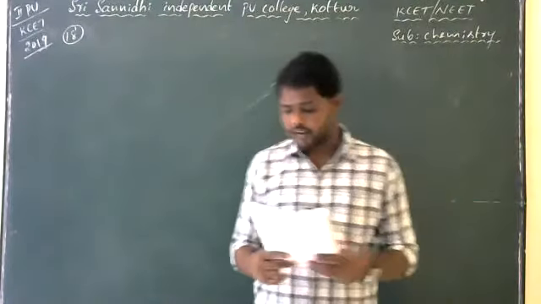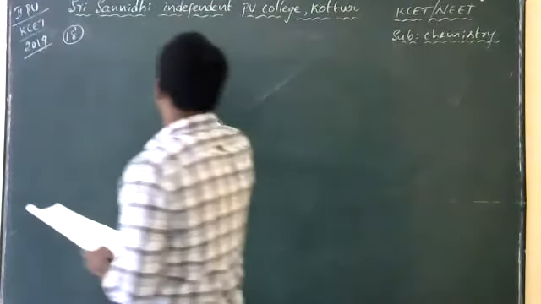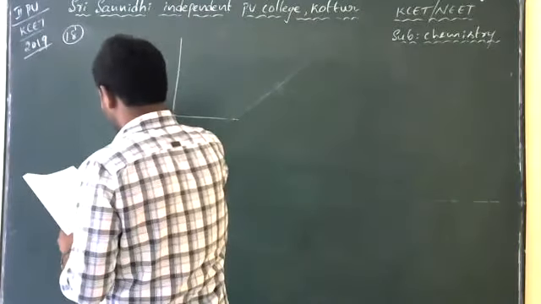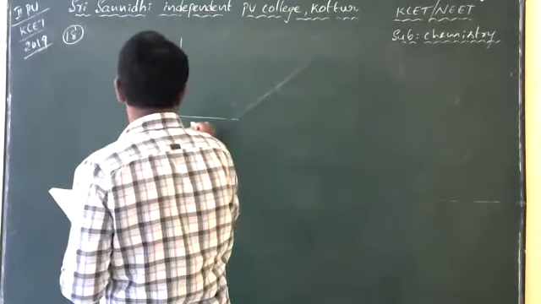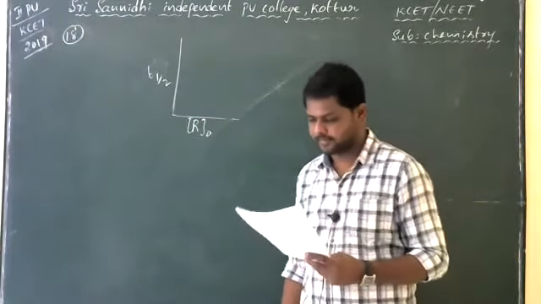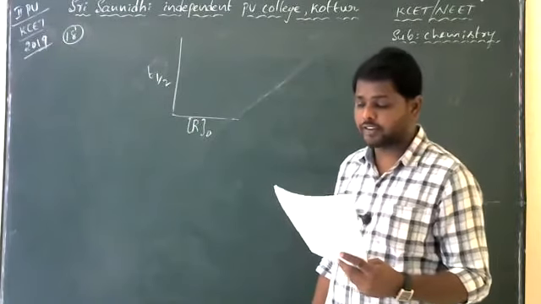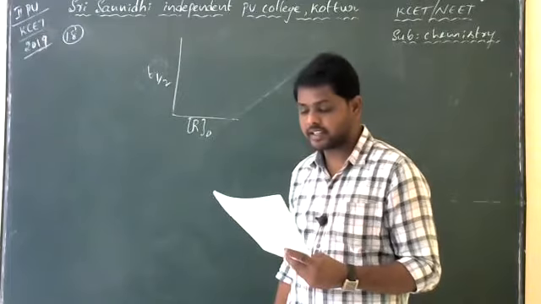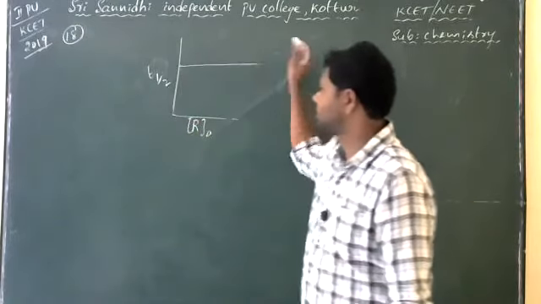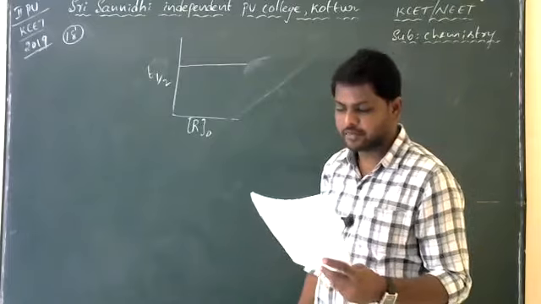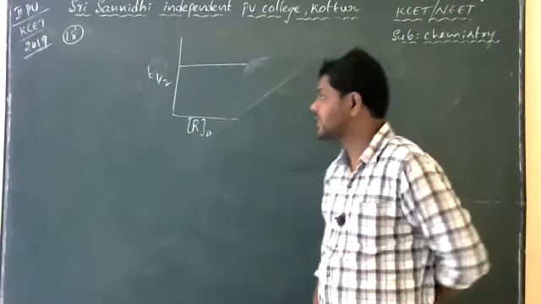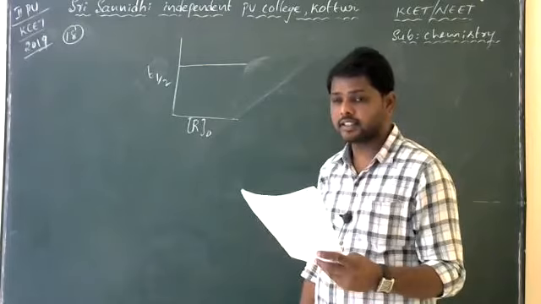The plot of t half versus the concentration of R naught, that is, initial concentration versus half-life, for a reaction is a straight line parallel to the x-axis. The units of the rate constant for this reaction are what? They have given the plot of t1/2 versus the concentration of R naught, which gives a straight line parallel to the x-axis.